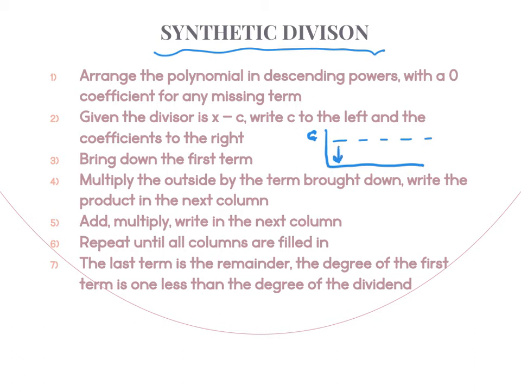You're going to bring down this first term. You're going to multiply what's on the outside by that term, and put it in the next column. You're going to add those, and then repeat the process. Multiply what's on the outside, bring it to the next column. Add, multiply, put it in the next column. You're going to repeat until all the columns are full. The last number on the bottom is your remainder. And then you work your way back up with your x values. Again, super easy to see, a little bit harder in words, but I want you to have these words so that if you get stuck, you come back and say, oh, that's what that step was.